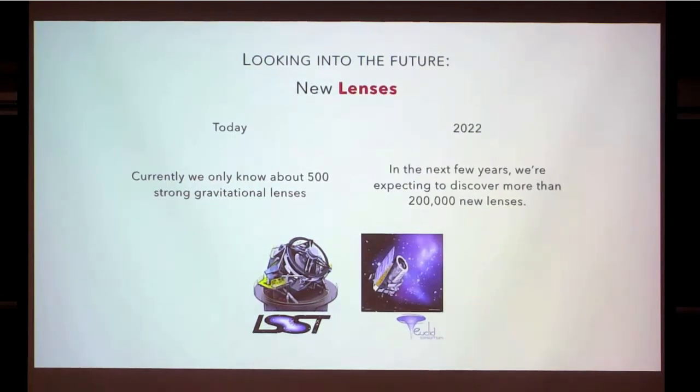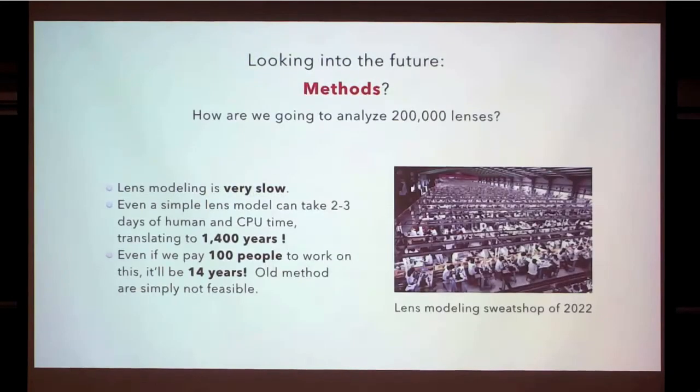Now, if you assume that the analysis of a single lens typically takes between a few days and a few months, depending on the complexity of the system, and during that time you usually require somebody to sit at the computer and run these modeling codes all the time, then extrapolating to the 200,000 lenses we're expecting to discover, you need about 1,400 human years, or 100 people working for 14 years, to produce just very simple lens models for these LSST lenses. And so that's clearly not feasible.